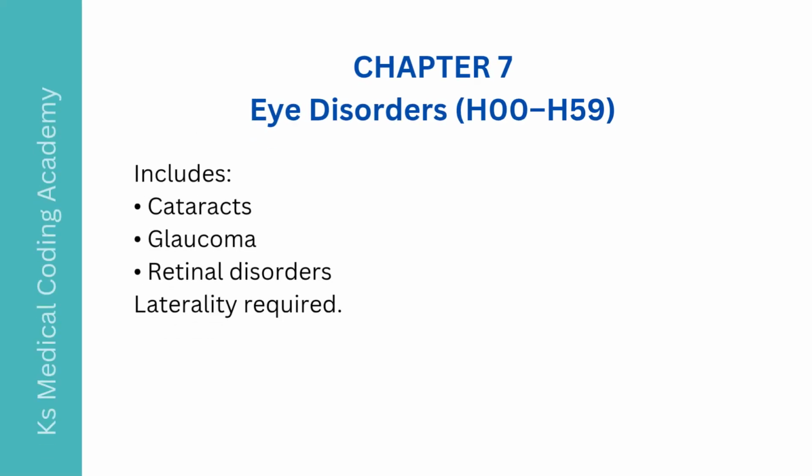Chapter 7. Chapter 7 covers diseases of the eye and adnexa, coded from H00 through H59. Many eye condition codes require laterality, meaning the coder must specify whether the condition affects the right eye, left eye, or both eyes.